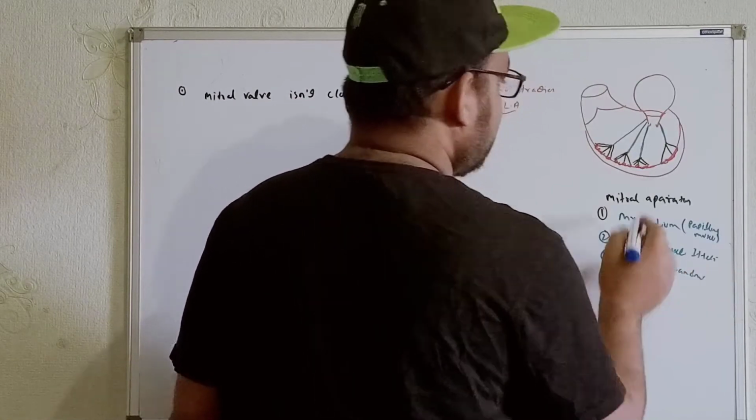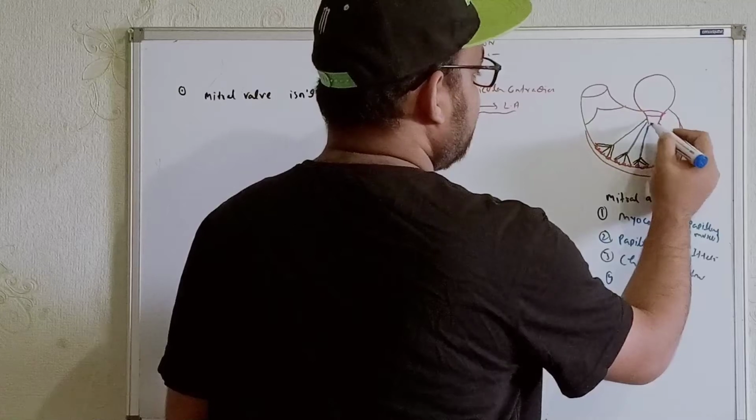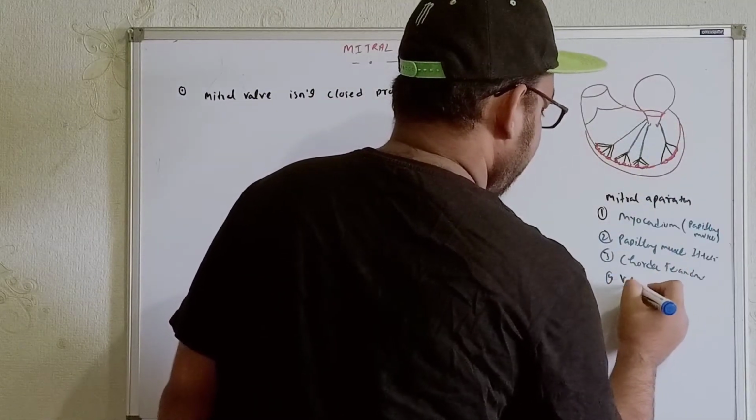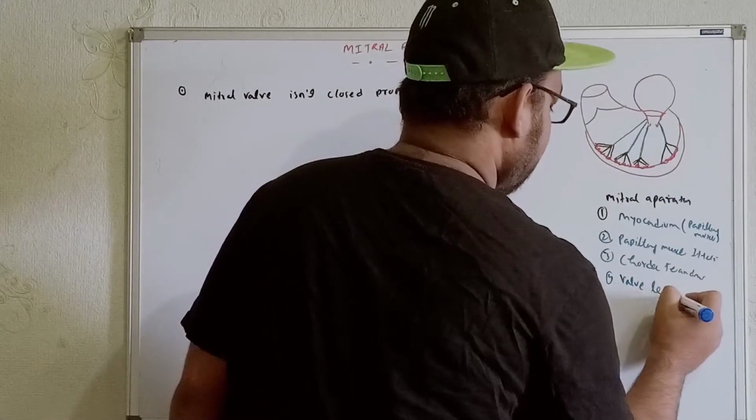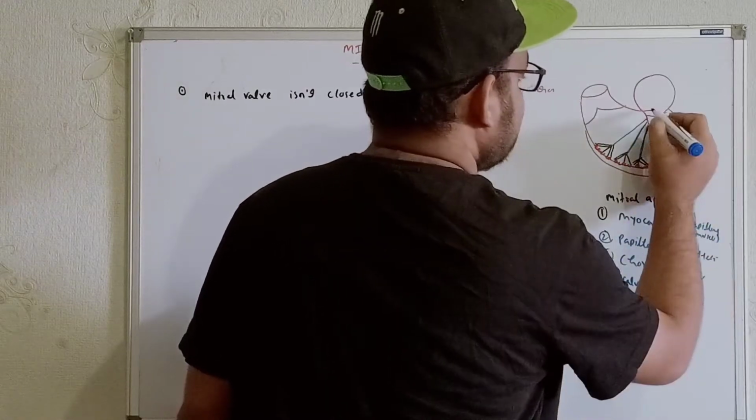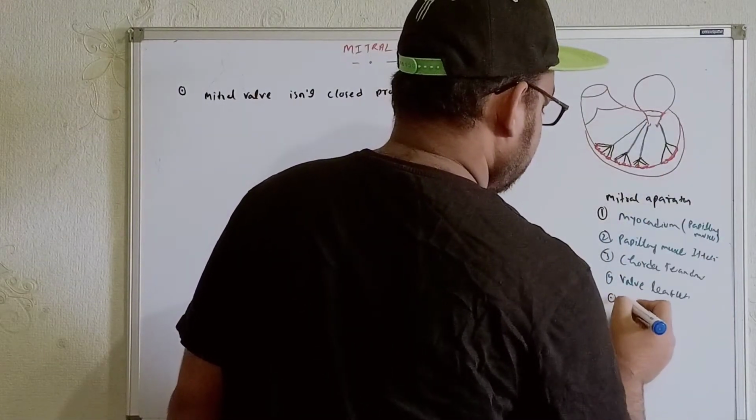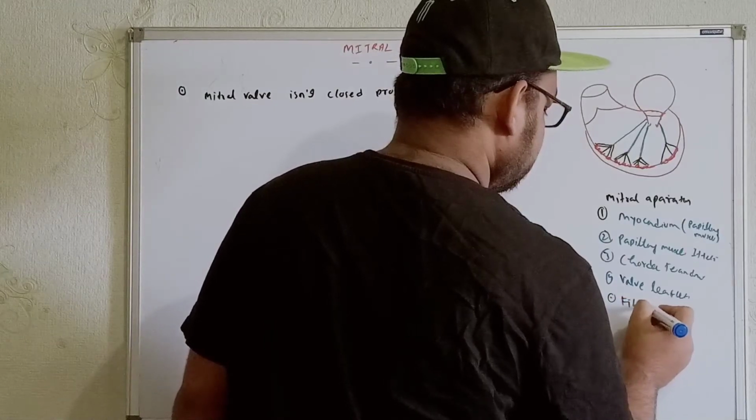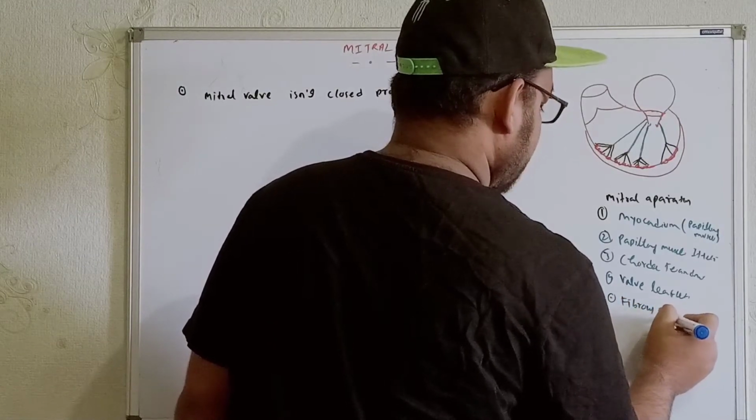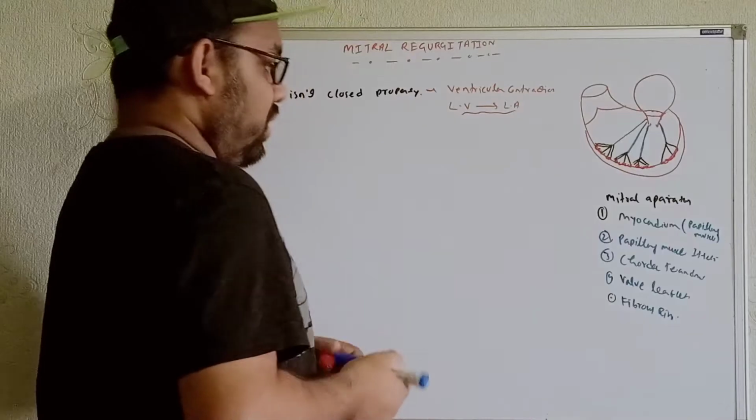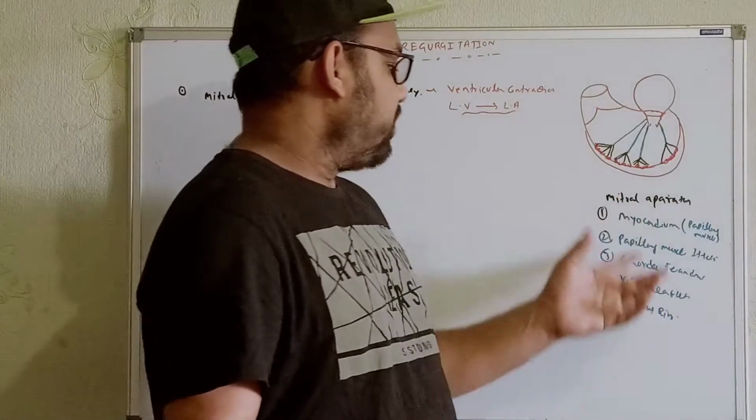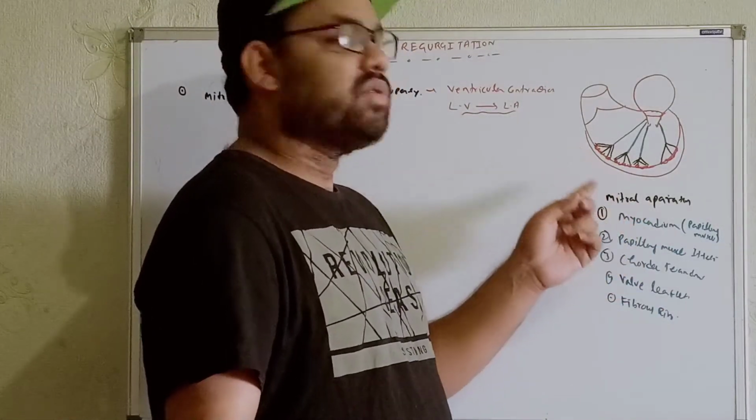Number four is the valve leaflets. And at last we get the fibrous ring. All these things together are known as the mitral apparatus.